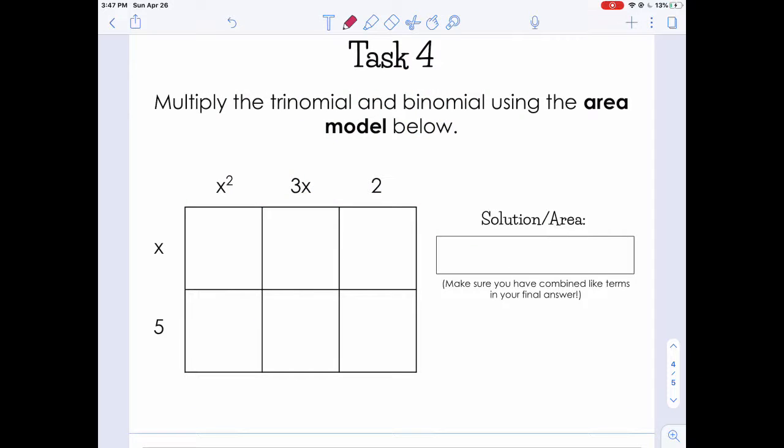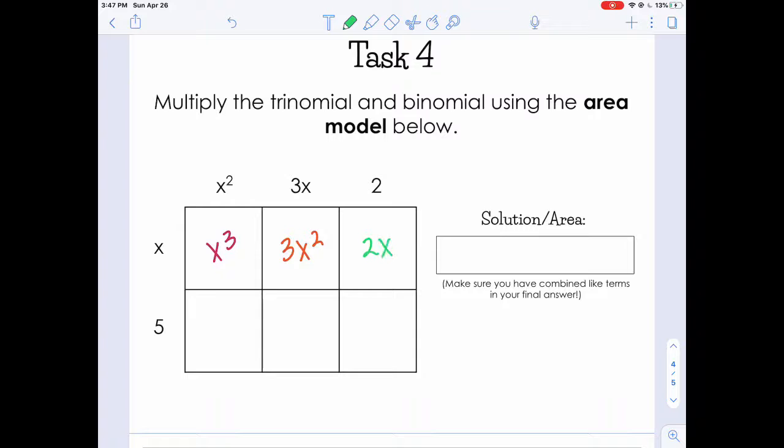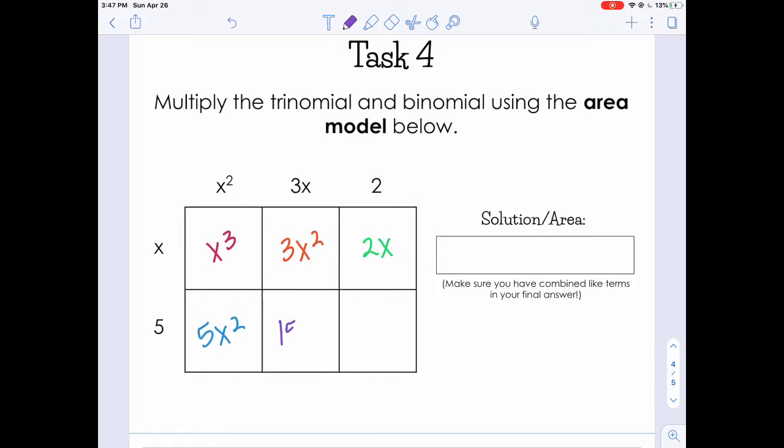This one is a little bit different. When we multiply x times x squared, we're actually going to add those exponents and get x cubed right here. Same thing all the way across. When we multiply, we're going to add the exponent. So x times 3x gives me 3x squared. 2 times x gives me 2x. And then we're going to do the bottom row. So we get 5x squared here. We're multiplying the 5 by everything up above. So 5 times 3x gives me 15x. And then lastly, we get 5 times 2, which is 10.